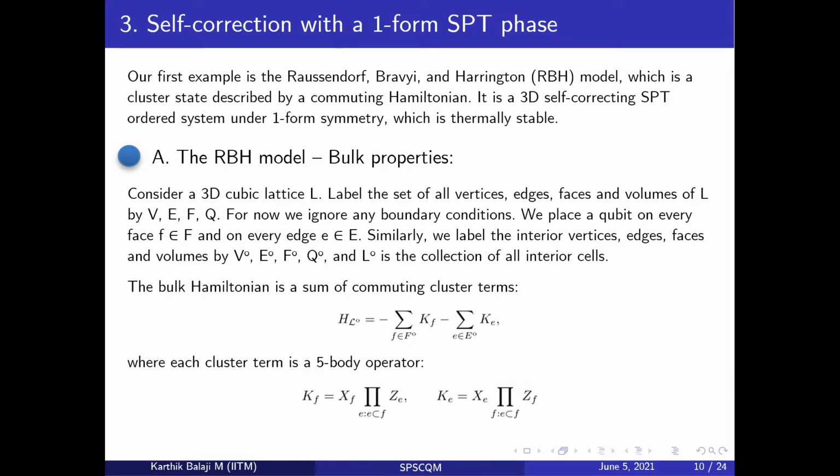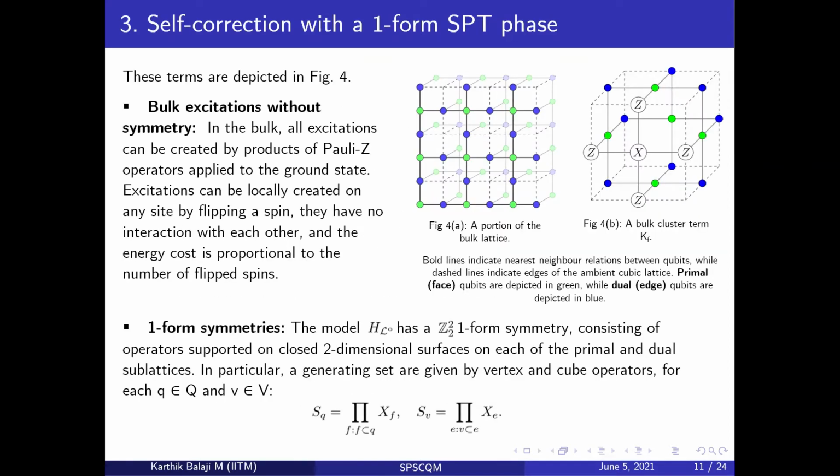The bulk Hamiltonian is a sum of commuting cluster terms given by this equation, where each cluster term, Kf or Ke, is a 5-body operator given by these equations here. Now these cluster terms are depicted in figure 4. As you can see in figure 4b, we can see the bulk cluster term Kf. Now all excitations in the bulk can be created by products of Pauli Z operators applied to the ground state. These excitations can be locally created on any site by flipping a spin, and they have no interactions with each other, and the energy cost is proportional to the number of flipped spins.